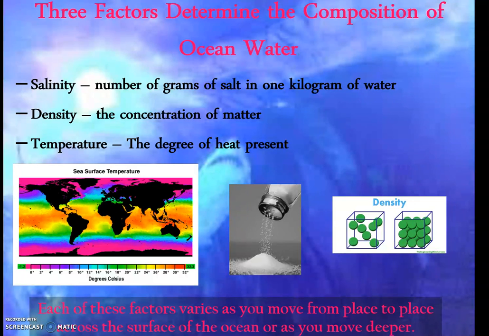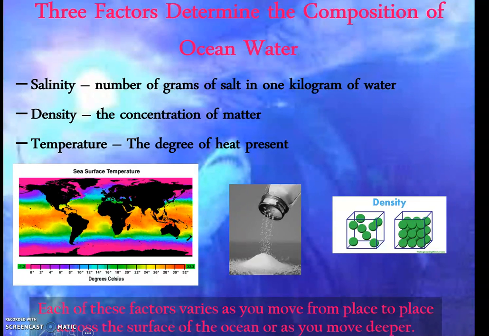As you can see down here, these are two blocks with different densities. This one on the left is less dense because the matter is less concentrated. There's fewer molecules. This block is more dense because the matter is more concentrated and there's more molecules squished into one space. Then finally we have temperature, the degree of heat present. We sometimes look at this as cold or hot.